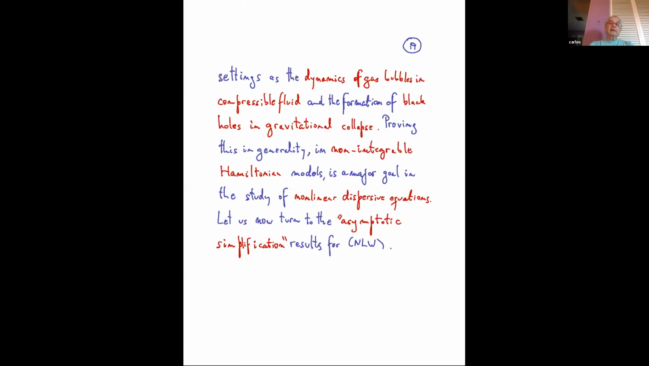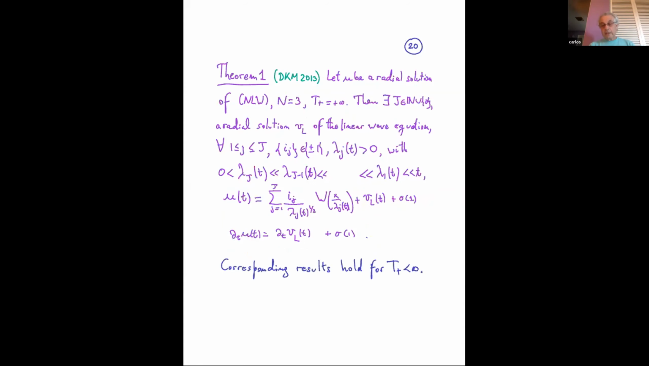Now, proving this conjecture in any generality for non-integrable Hamiltonian models is one of the major goals in the study of nonlinear dispersive equations. So let me now turn to the results for the nonlinear wave equations, which I'm going to call the asymptotic simplification results inspired by the soliton resolution conjecture. So the first theorem is already roughly 8 years old. It's in joint work with Thomas Duyckaerts and Frank Merle. And it states the following.